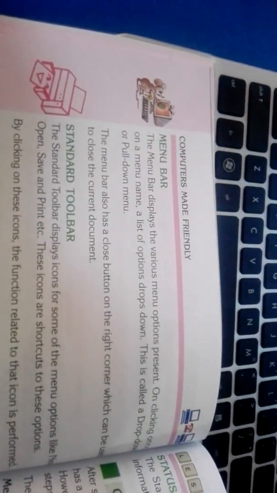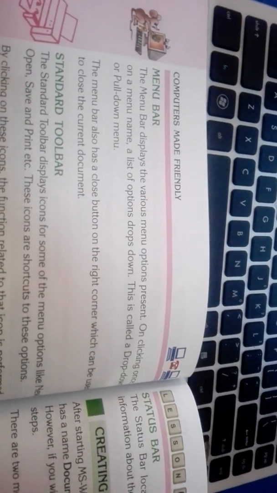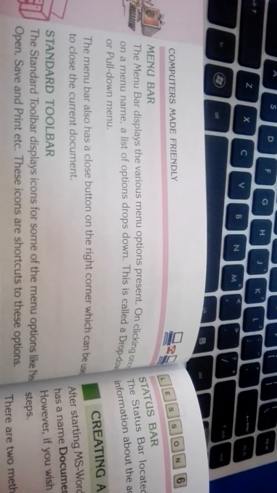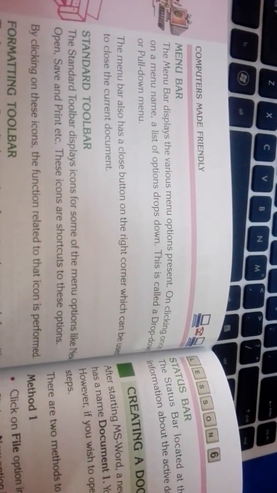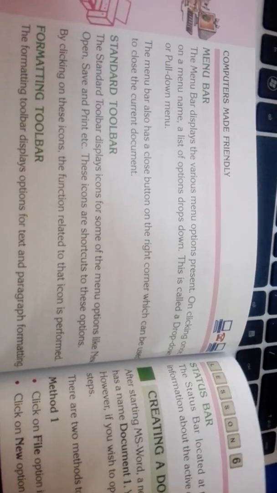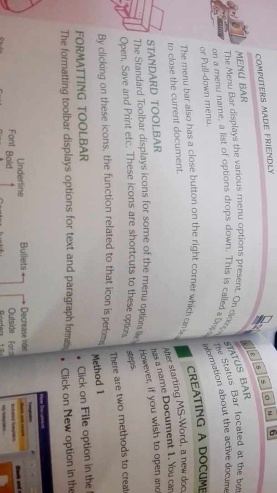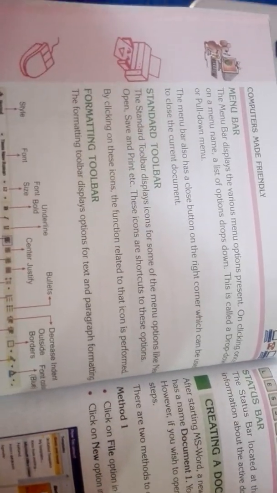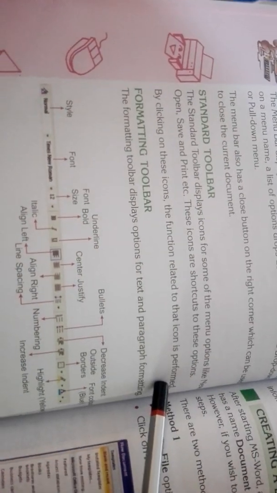Next is the menu bar. The menu bar displays the various menu options present. On clicking once on a menu bar, a list of options drop down. This is called a drop down or pull down menu. The menu bar also has a close button on the right corner which can be used to close the current document. Next is standard toolbar. The standard toolbar displays icons for some of the menu options like new, open, save and print, etc. These icons are shortcuts to these options. By clicking on these icons, the function related to that icon is performed.